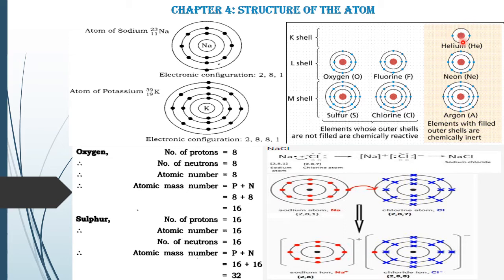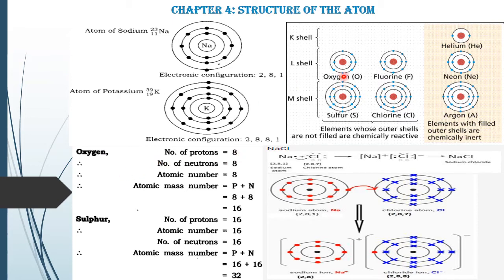Now these are the elements in the last group, that is helium, 2 electrons, the shell is complete. Neon, atomic number 10, that means 2 in the first shell, 8 electrons in the second shell. Then argon, 2 electrons in the first shell, 8 electrons in the second shell, 8 electrons in the third shell. So these 3 elements in the 8th group have complete shells. The outermost shells are filled, so they are chemically inert.